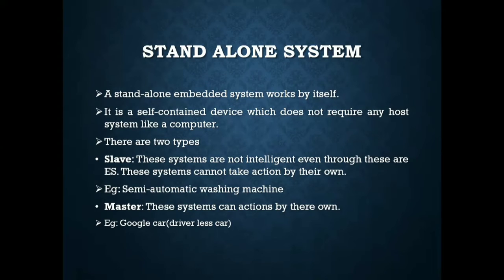There are 2 types, slave and master. Slave: these systems are not intelligent even though they are embedded systems. These systems cannot take action on their own. Example, a semi-automatic washing machine. Master: these systems can take action on their own. For example, the Google car, that is the driverless car.